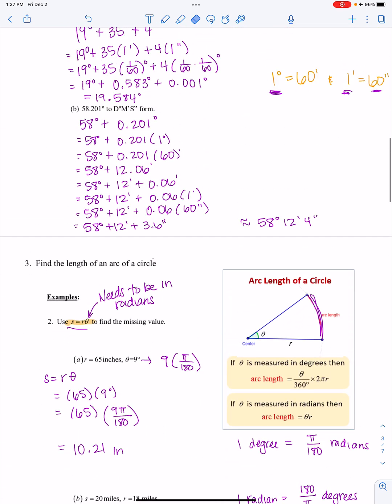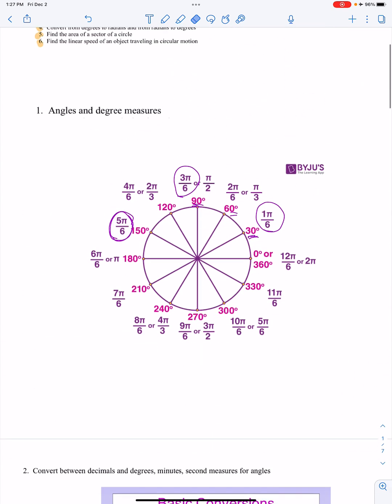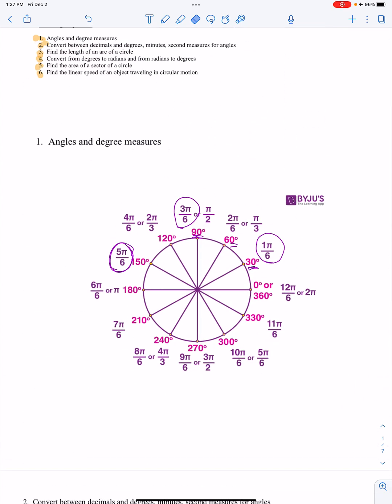But to summarize, we're really getting comfortable with measuring these angles in degrees, radians, and minutes and seconds, and then using different formulas to find information about what's happening in our circles.